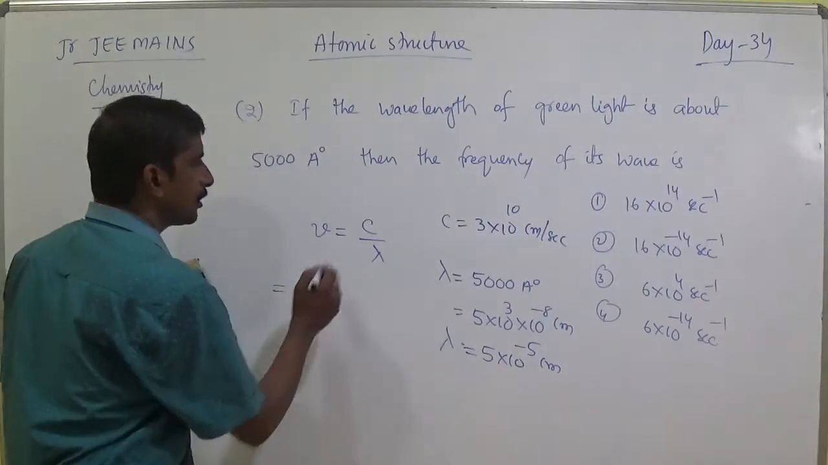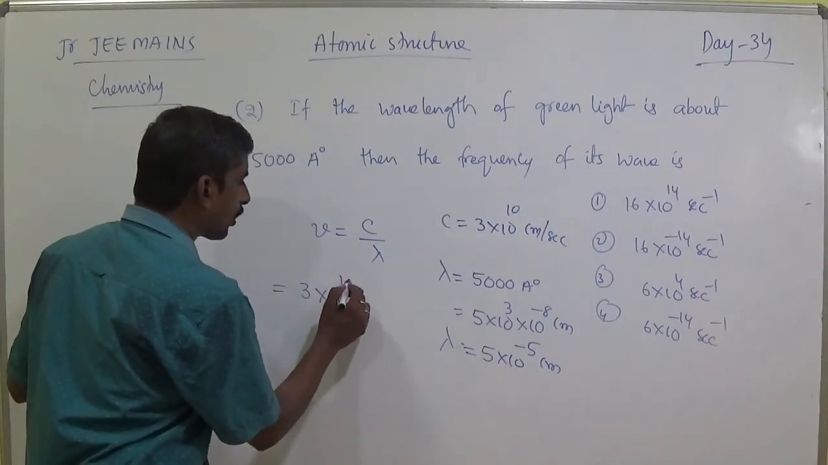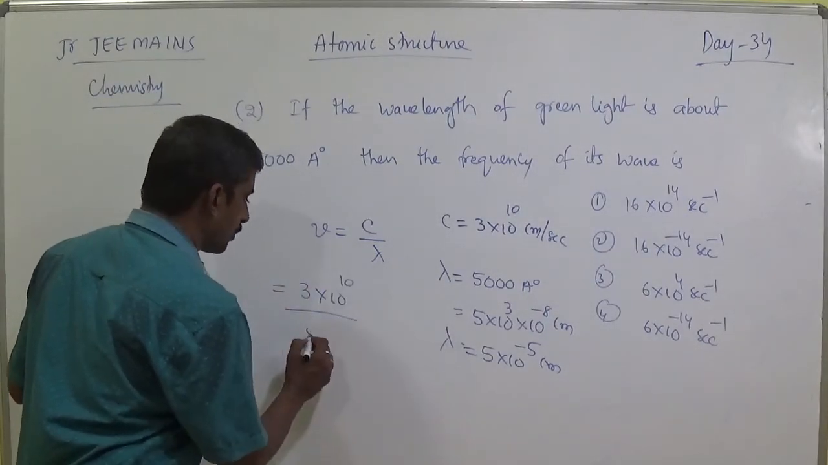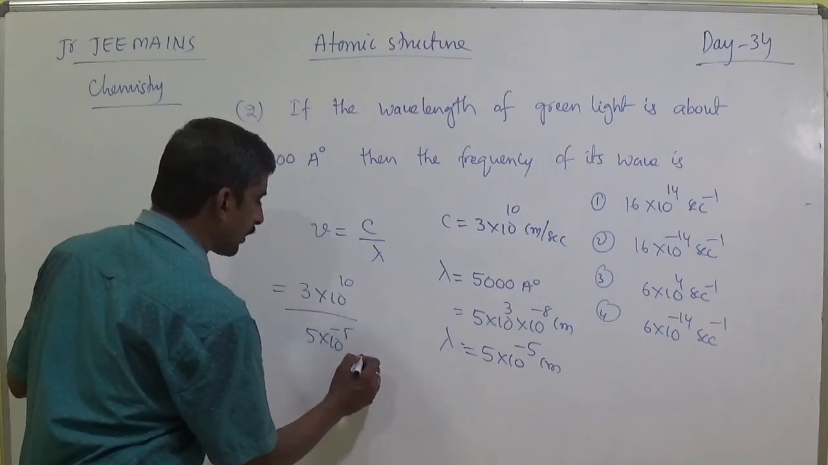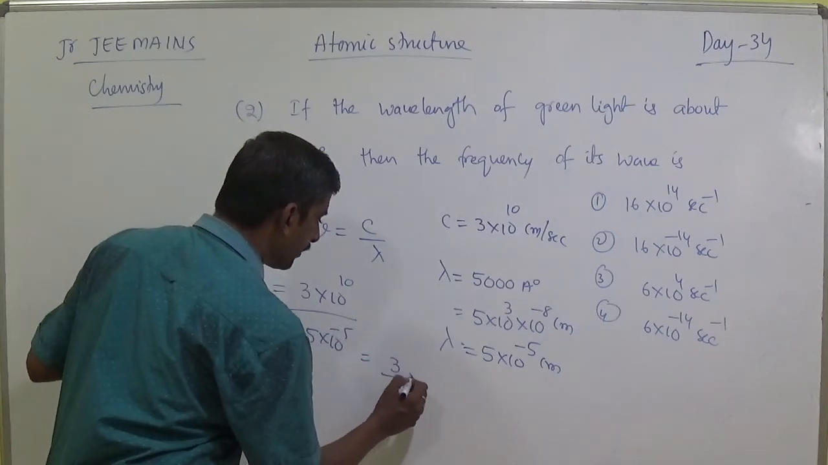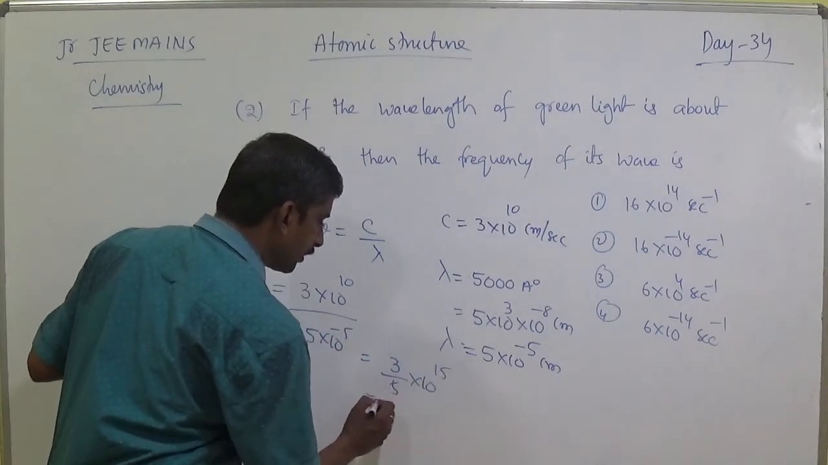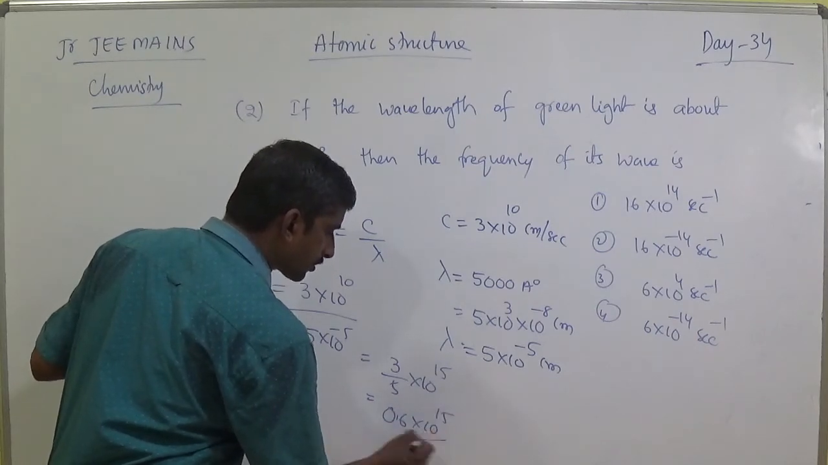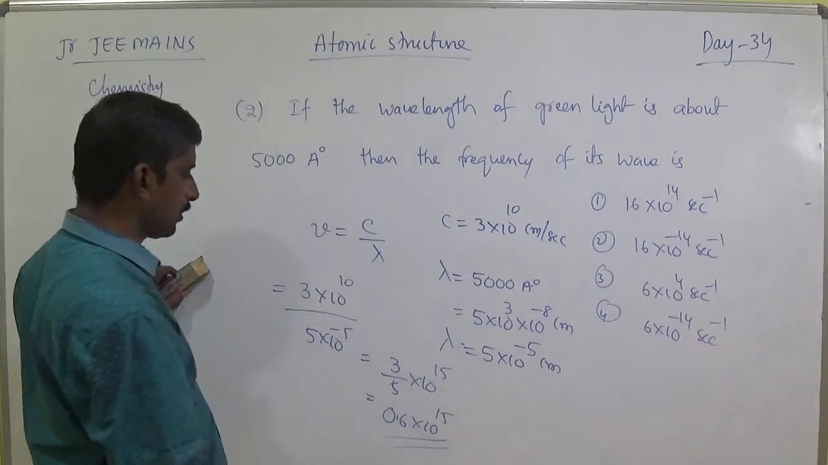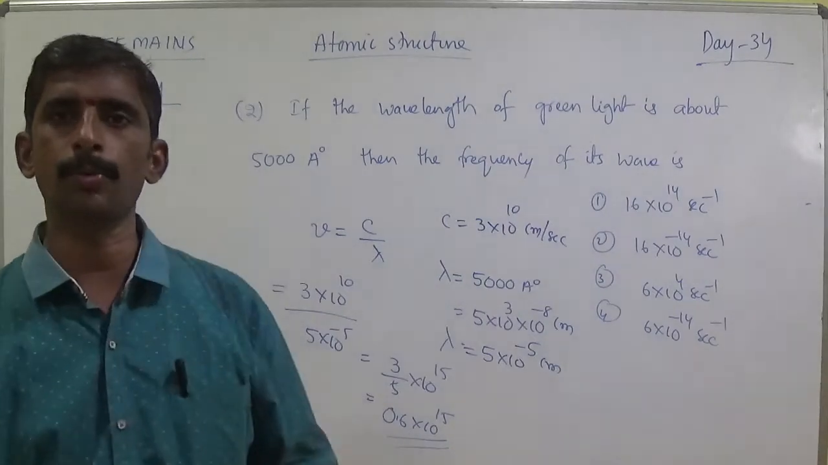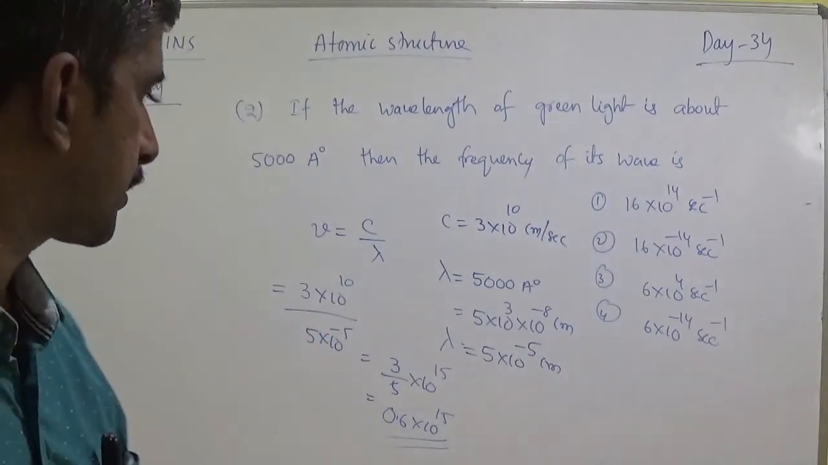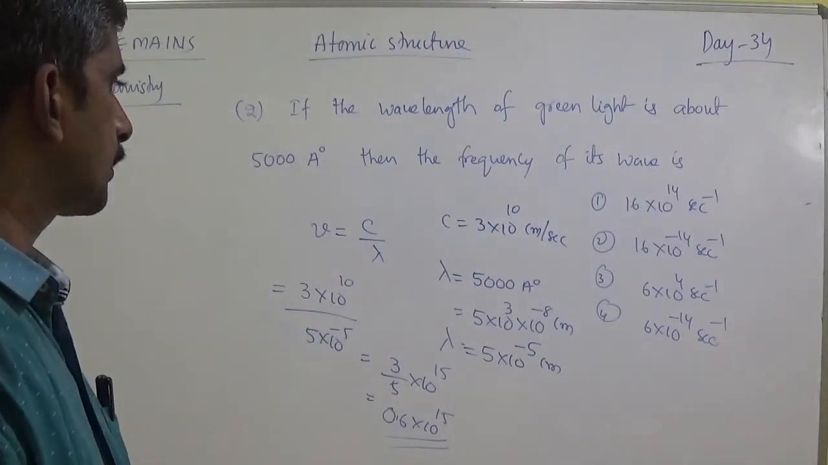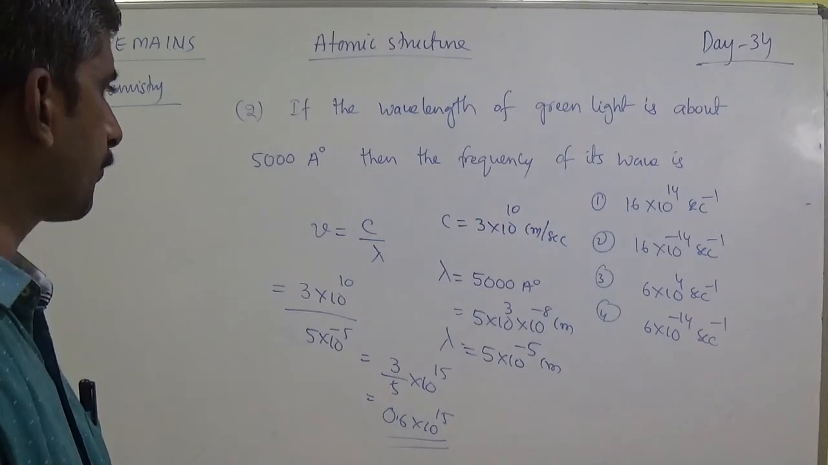the values. 3 into 10 to the power 10 by lambda, which is how much? 5 into 10 to the power minus 5. Simply 3 by 5 into 10 to the power of 15. So this is 0.6 into 10 to the power of 15, the answer.